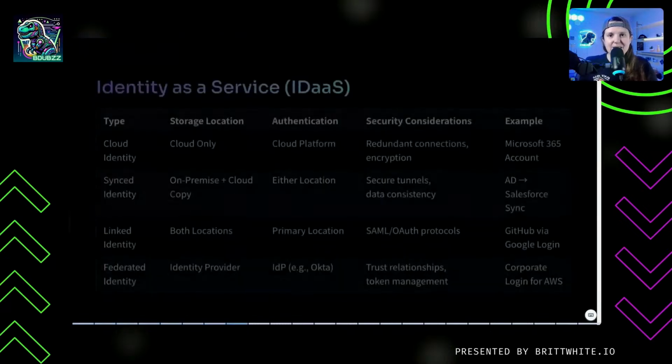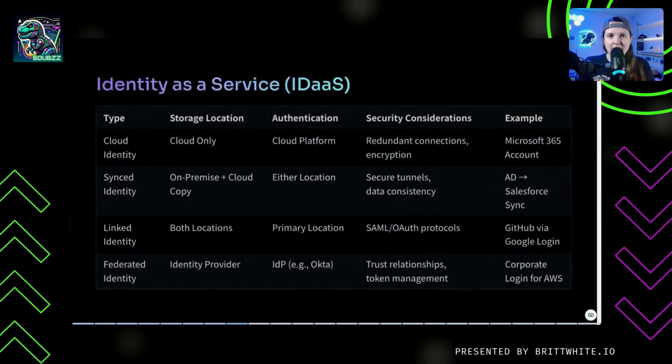Now, Identity as a Service, or IDaaS, is a key player in this space. Think of it as renting an identity management system from the cloud, rather than building your own from scratch. Identity as a Service delivers essential services, all hosted off-site, including user provisioning, account administration, single sign-on, MFA, and directory services. So let's explore these 4 types of identity management.